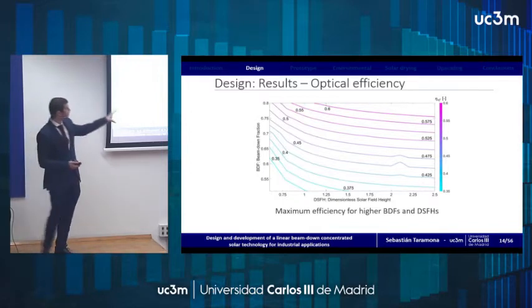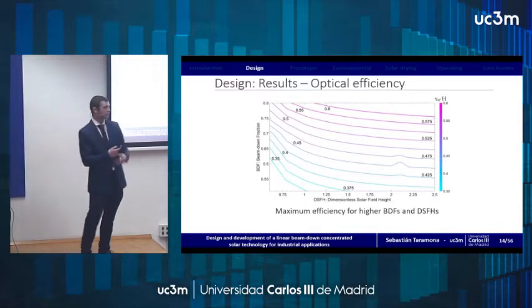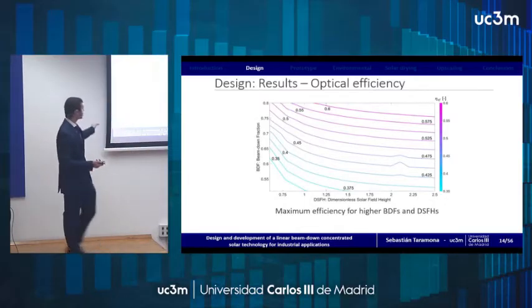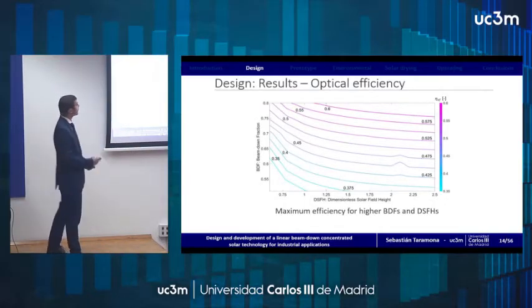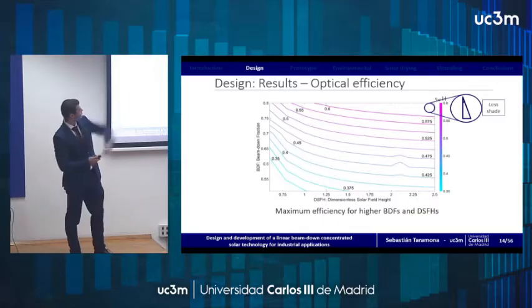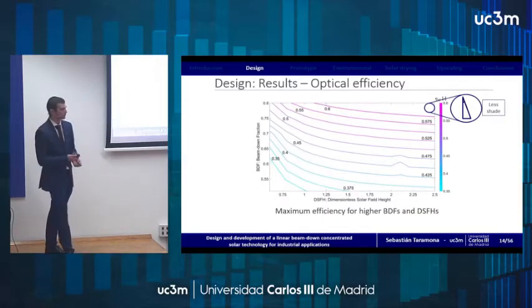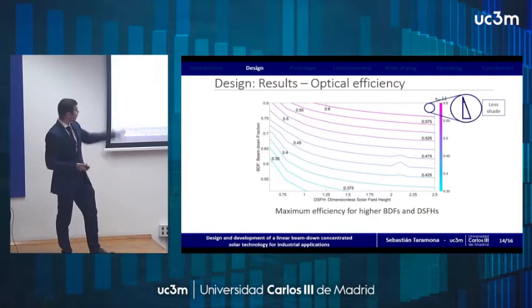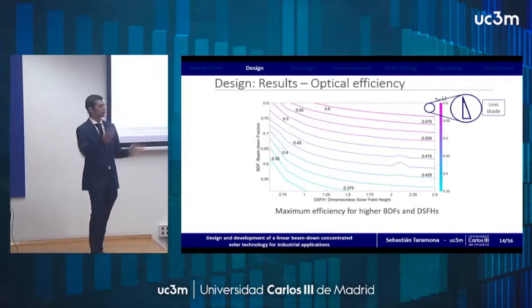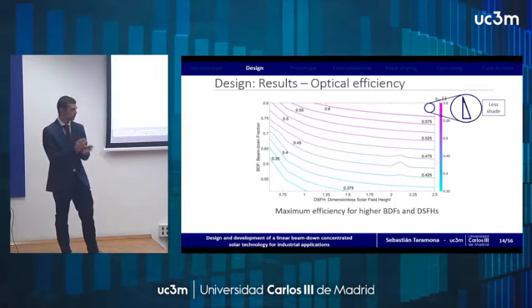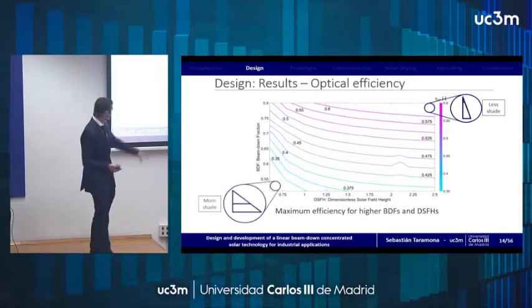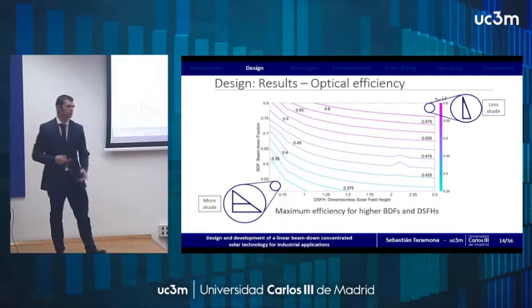First, here we have the optical efficiency of the solar field using the model we previously developed with all the simplifications. And here, as you can see, in this top right corner of the graphic, we have the better results since we have taller solar fields with narrow beam downs, which means less shading. And here, on the other hand, we have the complete opposite results.